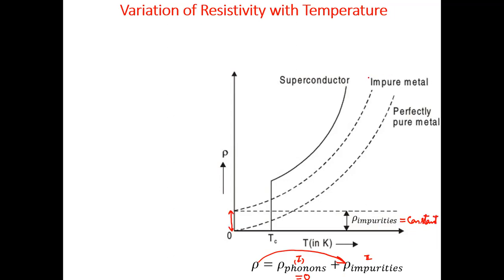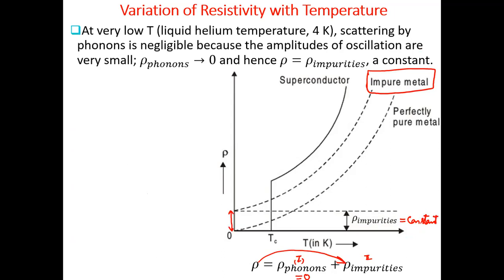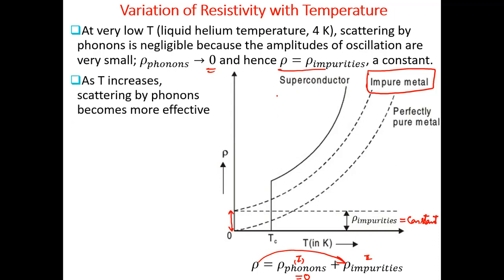We are talking about an impure metal ki jisme impurities hoti hai. So at very low temperatures, the scattering by phonons is negligible. Consequently, the resistivity due to phonons is essentially zero, and rho will be having only one contribution, rho impurities, and that is a constant. Uske baad jab hum temperature increase karte hain, the phonon contribution increases gradually. So consequently, resistivity also increases gradually.